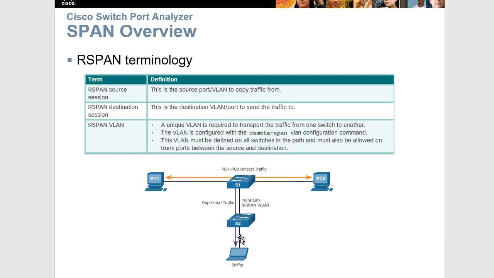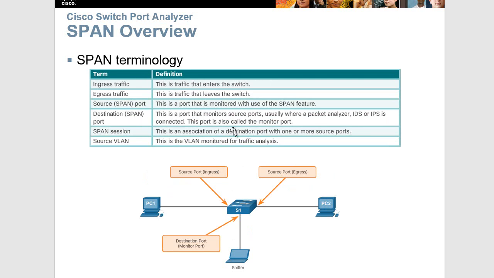So what we're going to do to set that up is right down here. It's going to be configured with the remote-span VLAN configuration command. So remote-span, then that VLAN. And that VLAN is going to be defined on both switches down here. And that VLAN has to be allowed through the trunk port between the switches, so that's going to have to be set up there as well. I don't believe you will have to set this up in your labs. All you'll have to set up is your normal SPAN, and we're going to go over that right now.